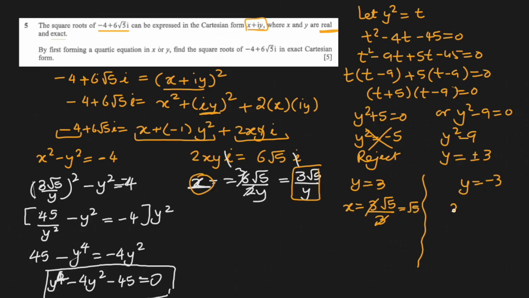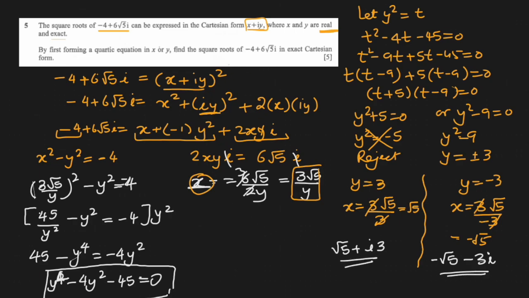And here I'll get x equal to 3 square root 5 over minus 3 minus square root 5. So the final answers: here I got x plus iy, as they wanted. x is square root 5 plus iy, and minus square root 5 minus iy. These are the two square roots of the given complex number.